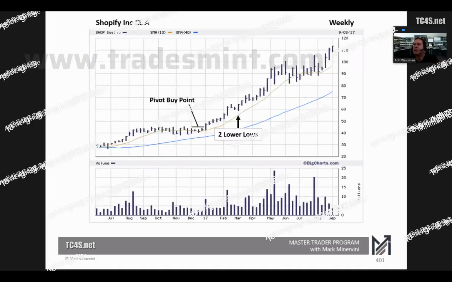Question mark, if you missed. And I'm sorry, real quick, Joe, I just want to say one last thing. Just show Shopify. With Shopify here, it breaks out right here, right? See, a couple lower lows, just 2 lower lows. So you don't get the 3 lower lows. But look at all this volatility that goes through.